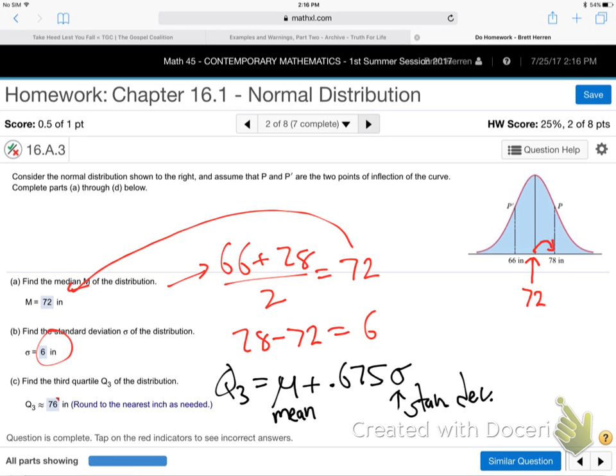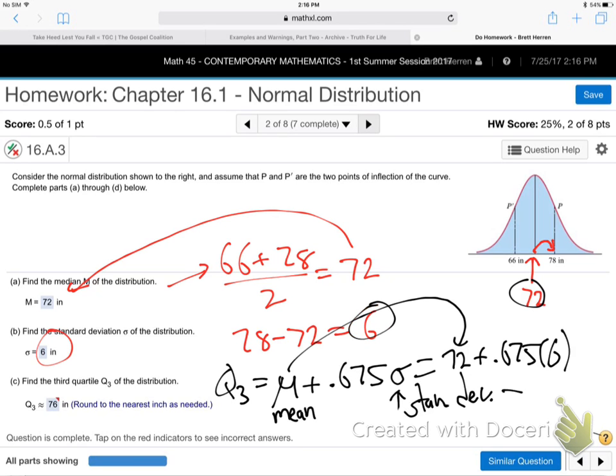We use Greek symbols. So this is a Greek lowercase m, a Greek lowercase s, basically. Mean and standard deviation. So Q3, the third quartile, is the middle plus 0.675 times the standard jump, the standard deviation jump. What's the middle? 72. Plus 0.675 times the jump amount. What's the jump amount? 6. So if you work that out, you'll get 76, if you round it off.